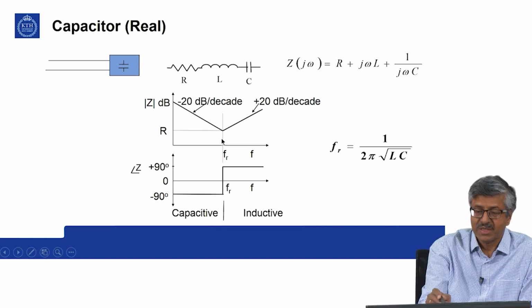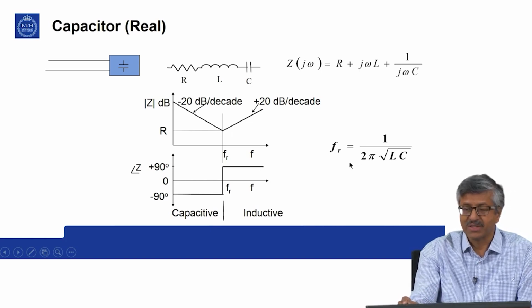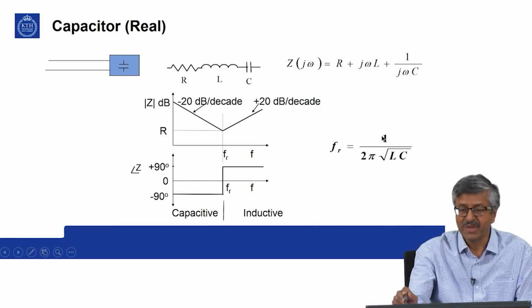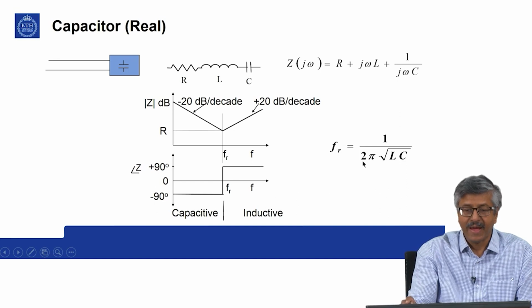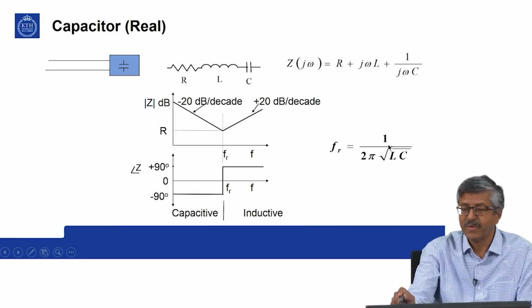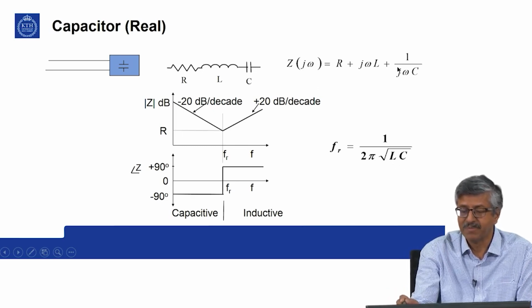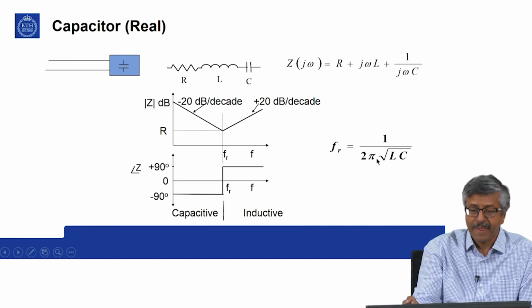So, this transition frequency or resonance frequency is given by when these two are equal: j omega L equals 1 by j omega C, and that is given by 1 by 2 pi square root of L C, when these two terms are equal. So, that is the resonant frequency.